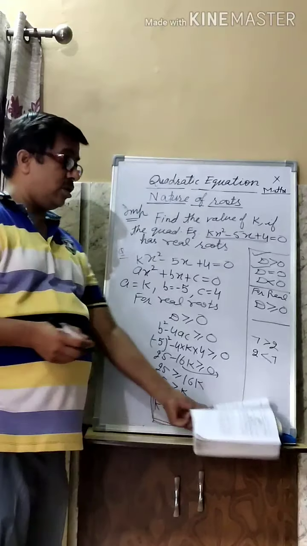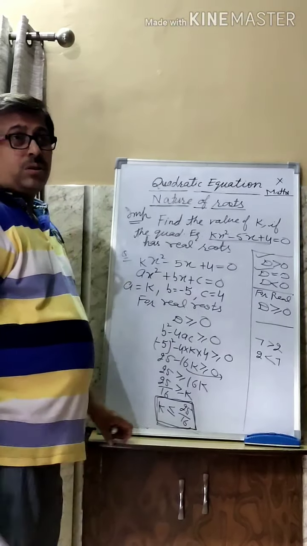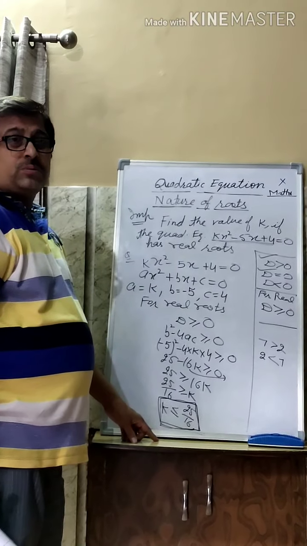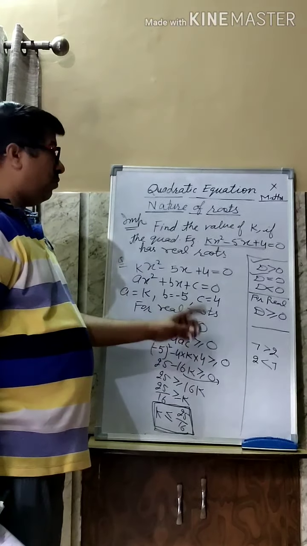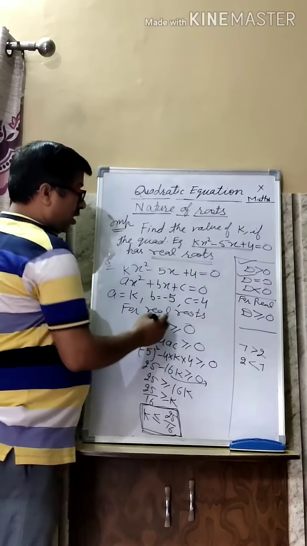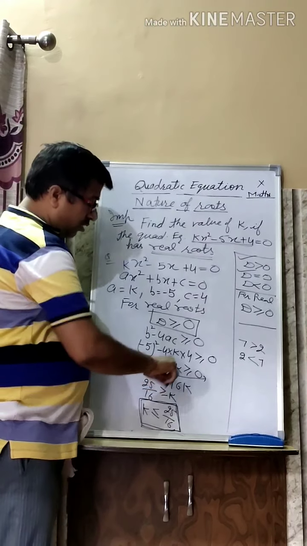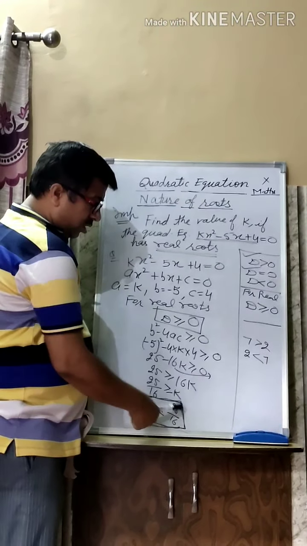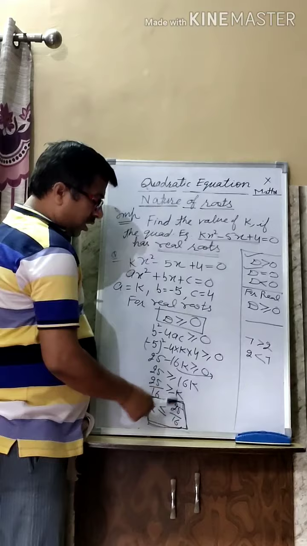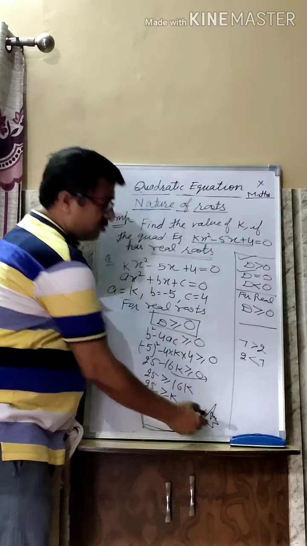So this question is extra and it is important for the exam. So you learn this step also. Be clear, if you are asked for real roots, then only this condition you will write. Then you will get the value. And one more thing you learn, if you shift from this side to that side, the symbol will change. So in this way you will get the answer.